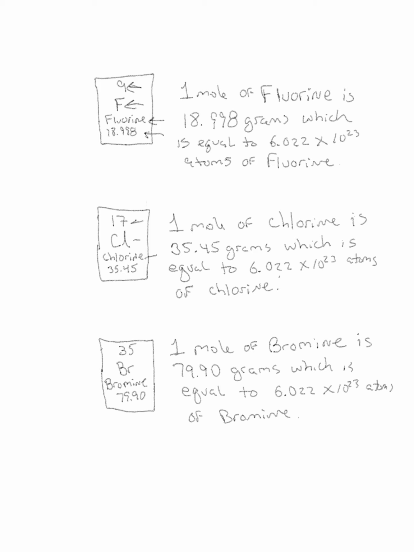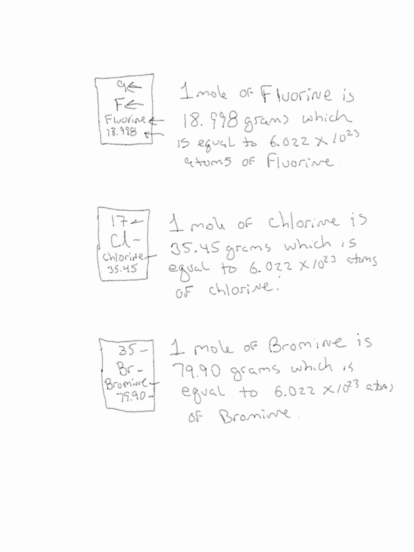If you look at bromine, it has an atomic number of 35. Its symbol is Br, right? Our name is bromine, and the atomic mass is 79.90. If I have 1 mole of bromine, I would have 79.90 grams, which is equal to 1 mole of bromine, which is 6.022 times 10 to the 23rd atoms of bromine.